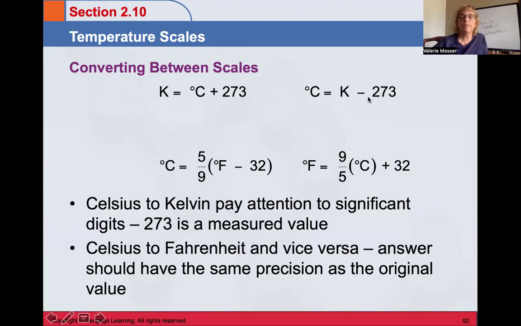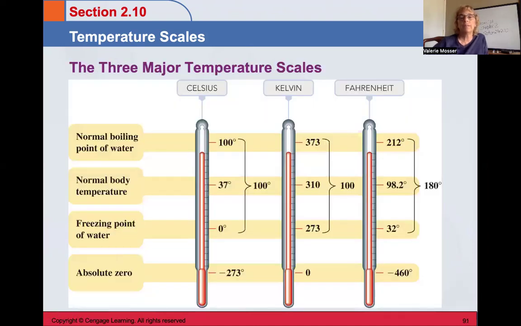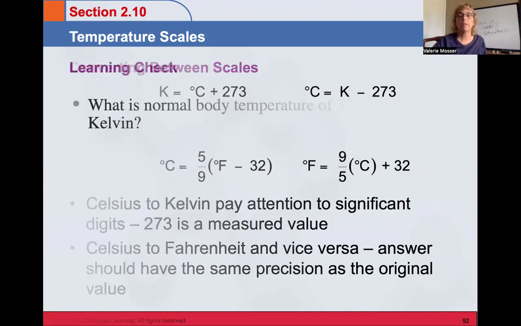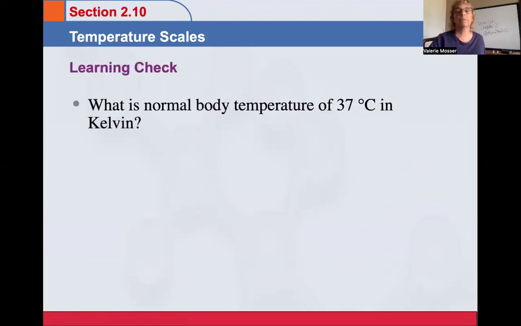Only the 273 on the Kelvin scale is a measured value. All the rest of these are defined values. The 0, the 100, the 32, the 212. The 273 is the only measured value on any of these scales. So this conversion is the only one where you have to pay attention to your sig figs. On these Celsius to Fahrenheit, the precision has to be the same before and after. So let's look at some of these examples.